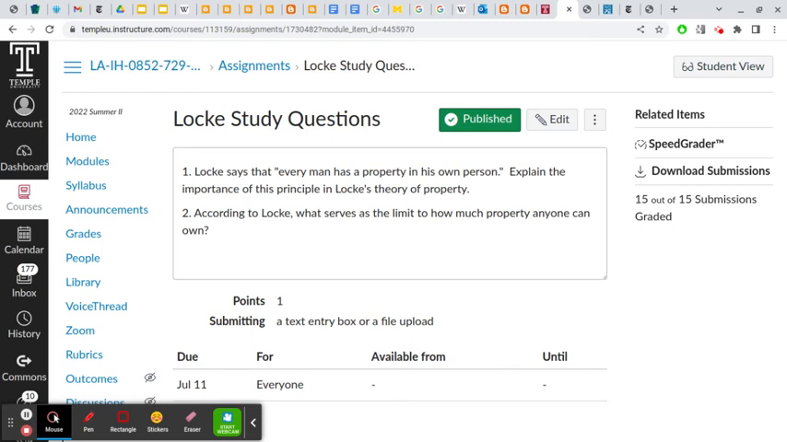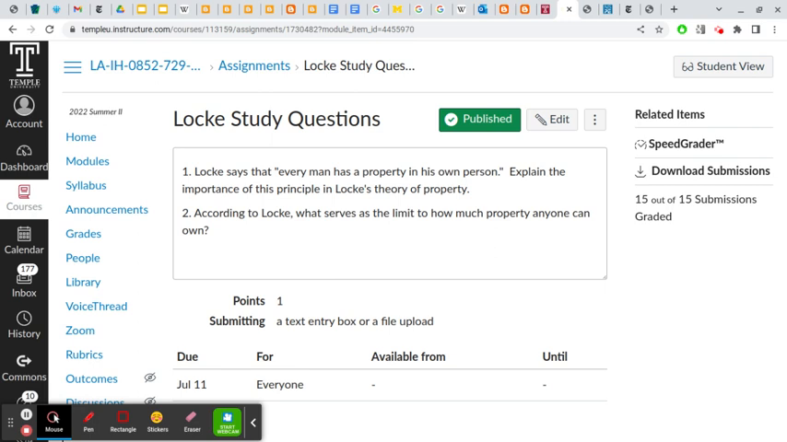So this is the video reviewing the Locke study questions. Just a couple of questions that focus on the central issue in this excerpt from Locke, which is property and a theory of property. What is the origin of property? That's what's at play here in the first question.